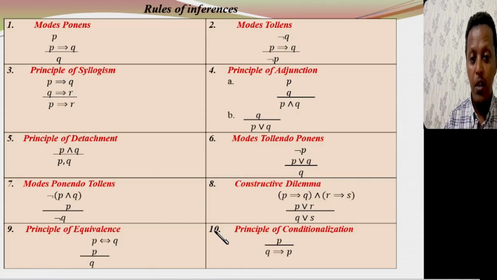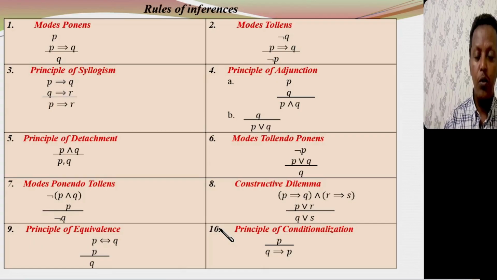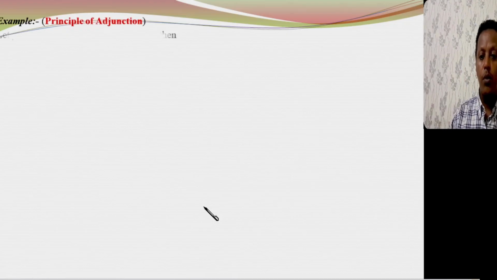Here we have 10 rules of inference. Try to read again and again so that you remember the form. Once you remember the form, by mentioning the name of the inference, you can decide. Let's take an example.